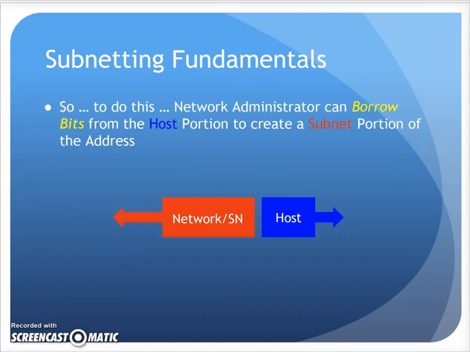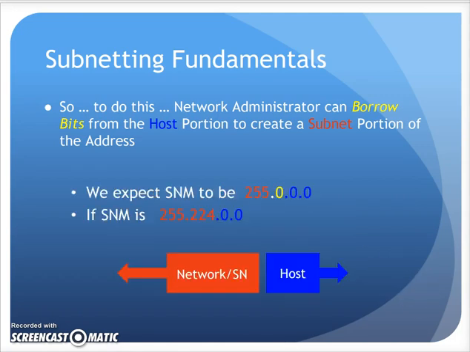So to do this, a network administrator can borrow bits from the host portion to create a subnet portion. So we're used to having the network piece and the host piece. I can actually steal a couple bits from the host portion and create a subnet piece. And that allows me to take a block of numbers and break it in equal pieces. So if I expect the subnet mask to be 255.0.0.0, I can actually do 255.224.0.0. This 224 is stealing a couple of bits from the host portion to give me a subnet piece that's going to allow me to break my network into equal pieces.